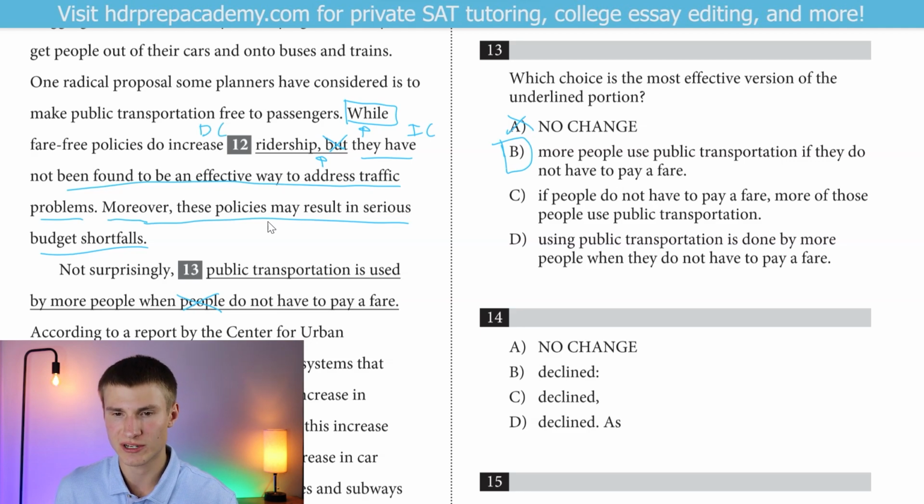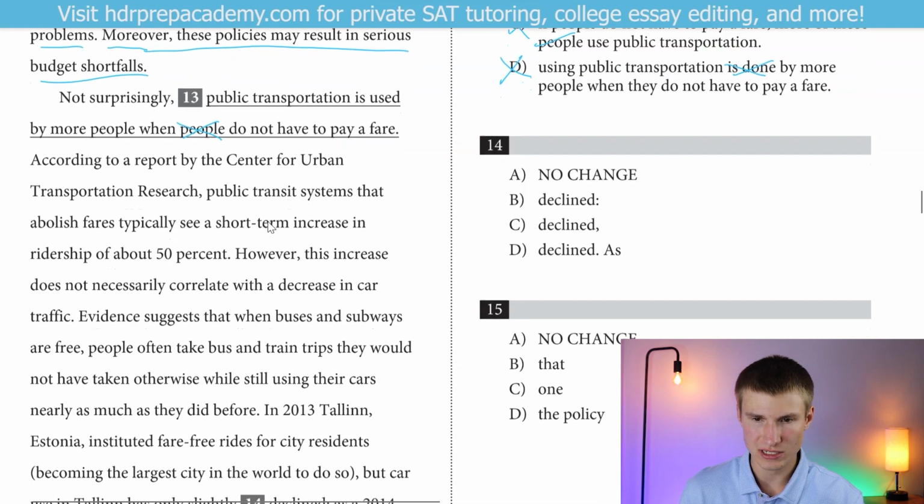If we take a look at C, I'll go ahead and show you why C and D are wrong as well. We have, if people do not have to pay a fare, more of those people use public transportation. Once again, we don't want to repeat the word people twice. Looking at D, using public transportation is done by more people when they do not have to pay a fare. Saying is done and using means the same thing. I'd have to get rid of one of those, therefore D is incorrect. It's not concise enough.